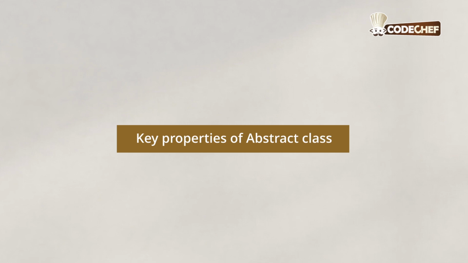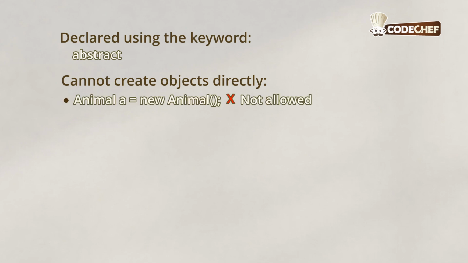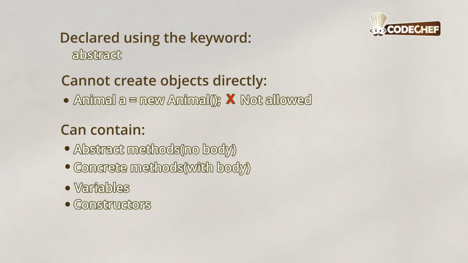The key properties of an abstract class are: one, it is declared using the keyword abstract. Two, it cannot create objects directly, so Animal a = new Animal() is not allowed. Three, it can contain abstract methods with no body, concrete methods with a body, variables, and constructors.